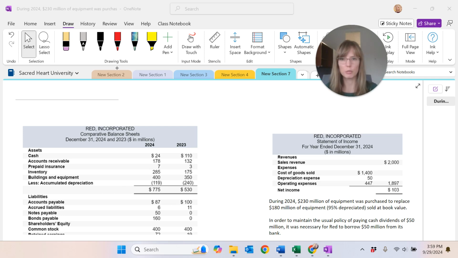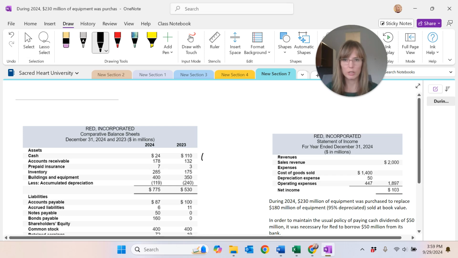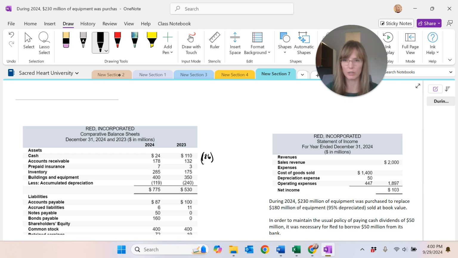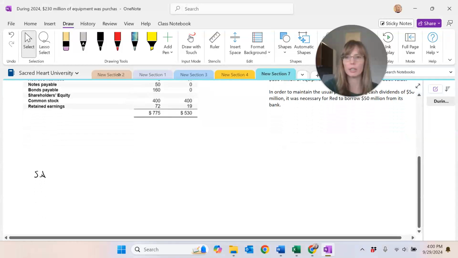What we're trying to do from a big picture perspective is show how cash changed on the balance sheet. We can see cash went from 110 million last year to 24 million in the current year. This is a decrease of 86 million of cash. We want to show how that cash decrease related to operating, investing, and financing activities. Let's start with the operating section.